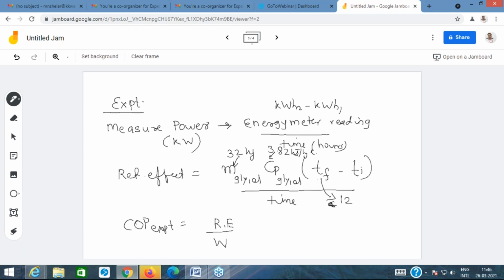This delta T, this whole thing, we got as 12 degrees centigrade, and the time of our experiment was 1.33 hours, or to be precise, about 93 minutes. Right. So our observation table would look like this.